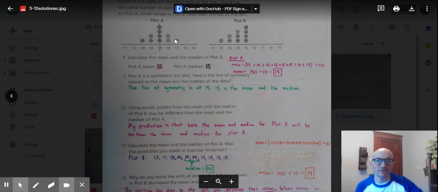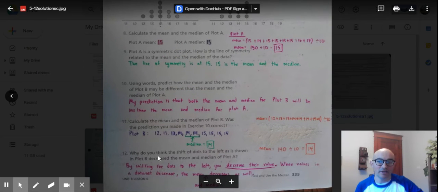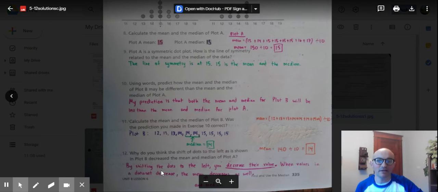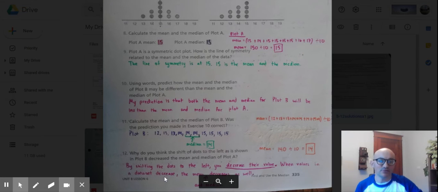And the answer is pretty straightforward. As we shift our dots to the left, we're taking a value of 16 and replacing it with a value of 13, taking the value of 17 and replacing it with the value of 12. So as we shift our dots, our values decrease. Okay, so by shifting the dots to the left, we decrease the value. And since we're looking at a set of data, once the values in our data set decrease, then the mean and median decrease as well.